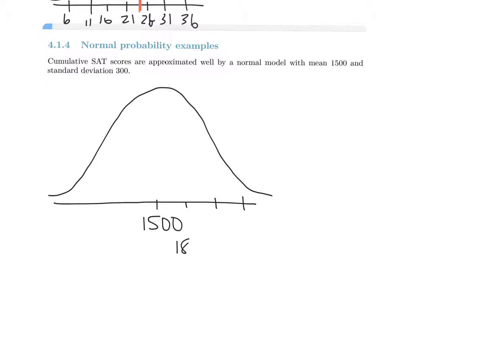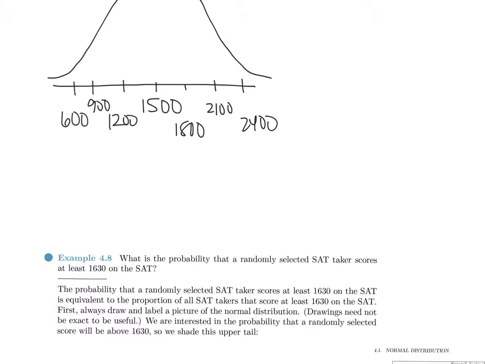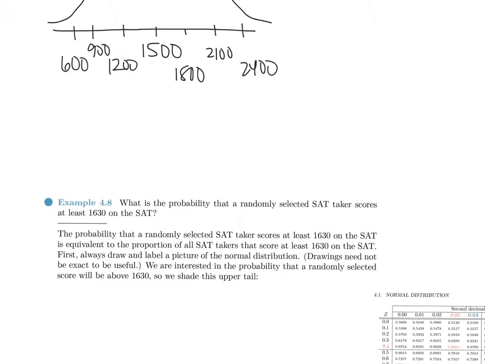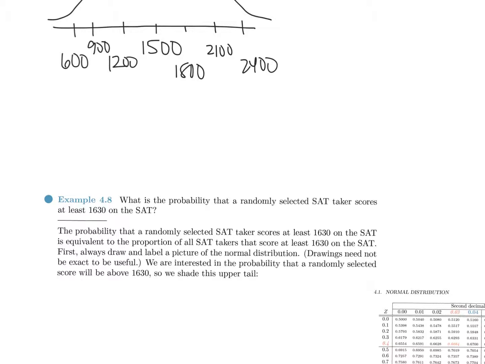So I'm going to get 1,800, 2,100, 2,400. And then same thing on this side: 3 tick marks to the left, 3 tick marks to the right. I'm going to get 1,200, 900, and 600. So here's my bell-shaped curve, and this is just all the standard deviations, with all the increments and with the mean right in the middle. And this actually applies to example 4.8 as well. It's the same picture, so I'm going to bounce back and forth.